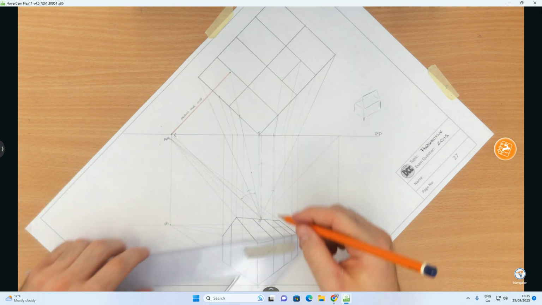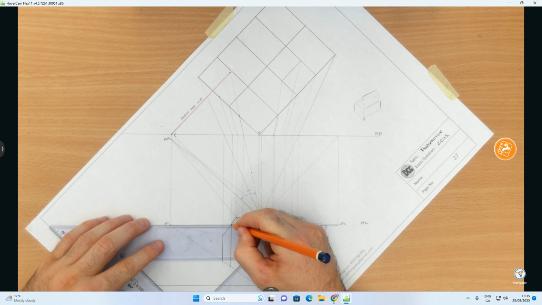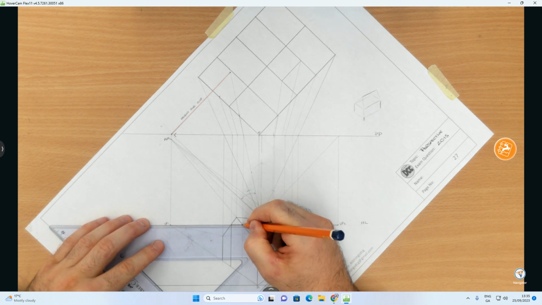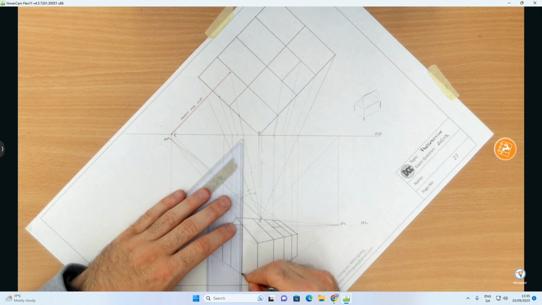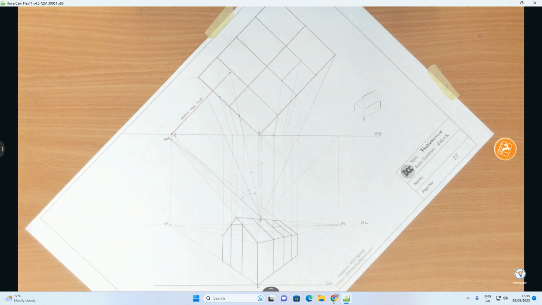And it's running in that direction, so from here to VP1. And my accuracy is actually quite good. It's working out perfectly here. And there we have it. There is our structure, part A of the drawing completed.